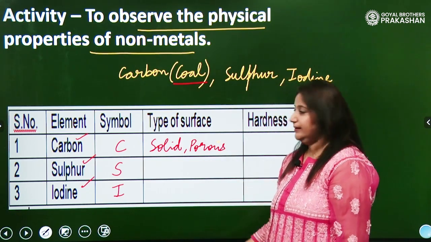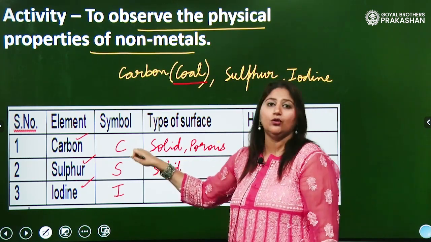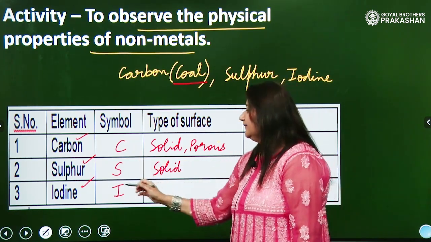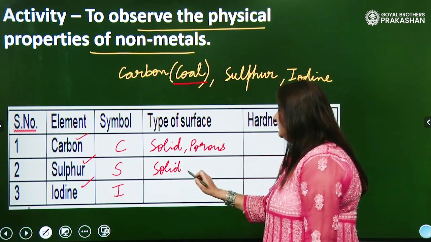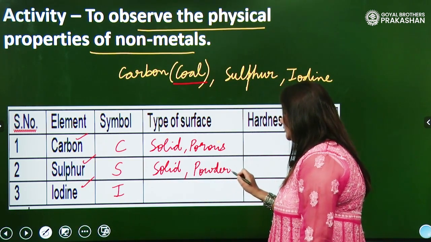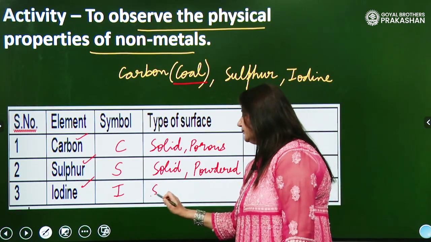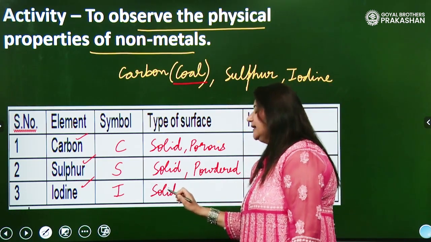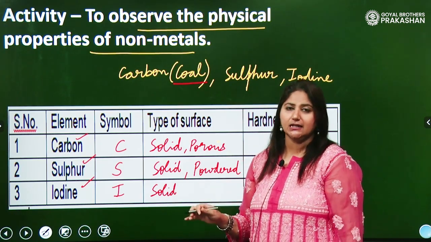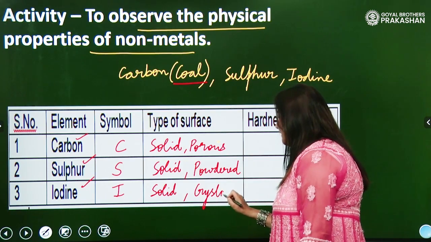Then sulfur is also solid, it's a yellow solid, right? Carbon coal is black in color, sulfur is a yellow solid with a powdered appearance, the correct term being amorphous. Then iodine is also a solid. It has beautiful violet colored crystals, and it is crystalline because it is like crystals.